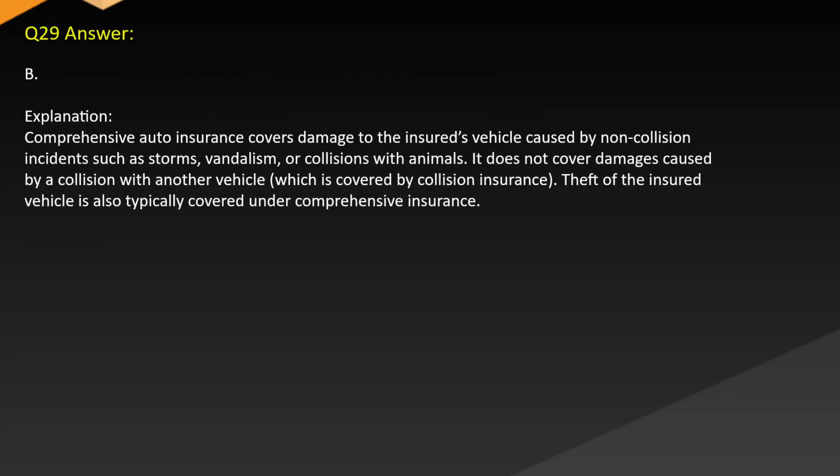Answer. B. Explanation. Comprehensive auto insurance covers damage to the insured's vehicle caused by non-collision incidents such as storms, vandalism, or collisions with animals. It does not cover damages caused by a collision with another vehicle, which is covered by collision insurance. Theft of the insured vehicle is also typically covered under comprehensive insurance.